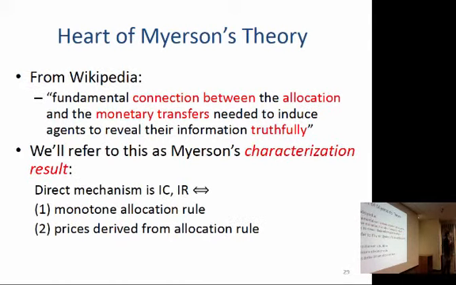In the language we're more familiar with, a direct mechanism will be IC and IR if and only if we have A, monotonicity of the allocation rule, and B, payments that are derived from the allocation rule.